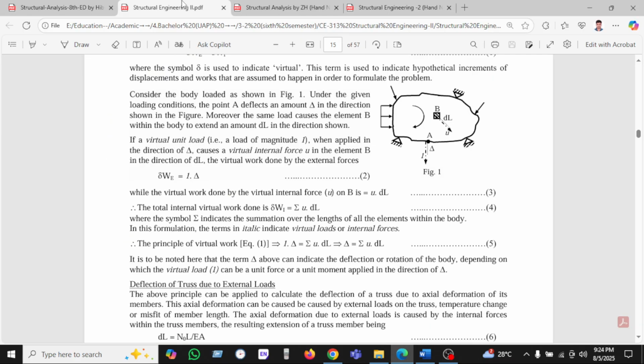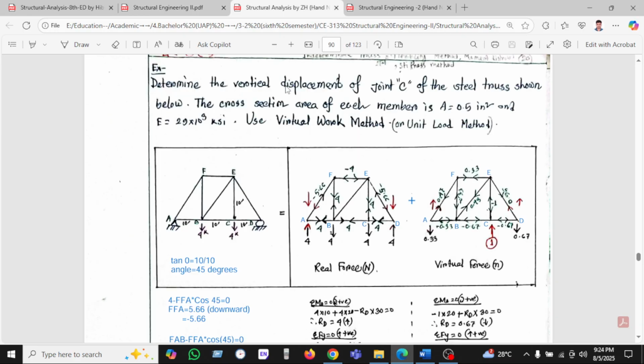This is our main example: determine the vertical displacement of joint C. This is the structure ABC, and C is the point of the steel truss shown below. The cross-sectional area of each member is A equals 0.5 inches squared, and the modulus of elasticity is 29 times 10 to the power 3 ksi. Use the virtual work method or unit load method.